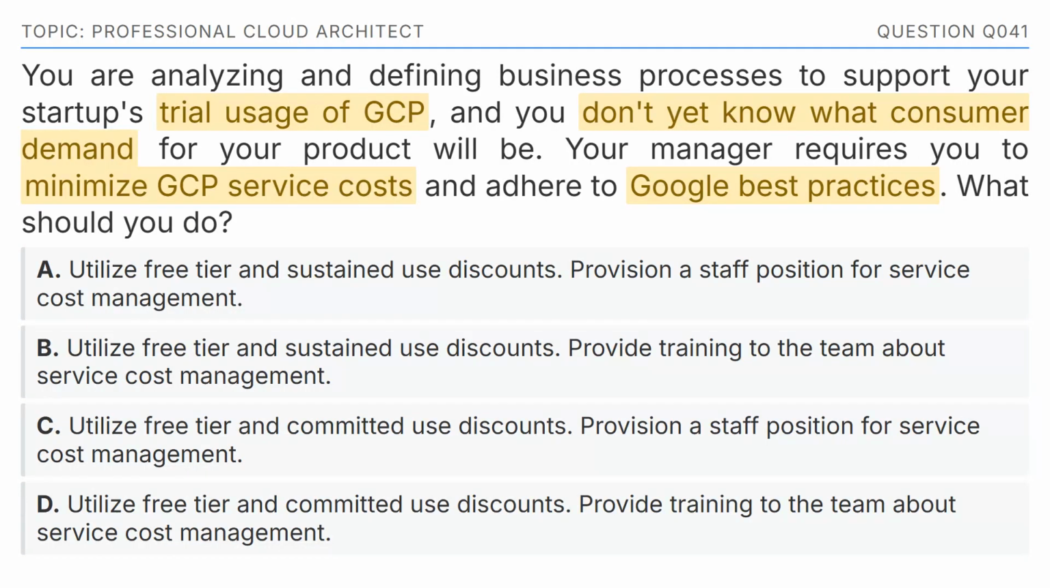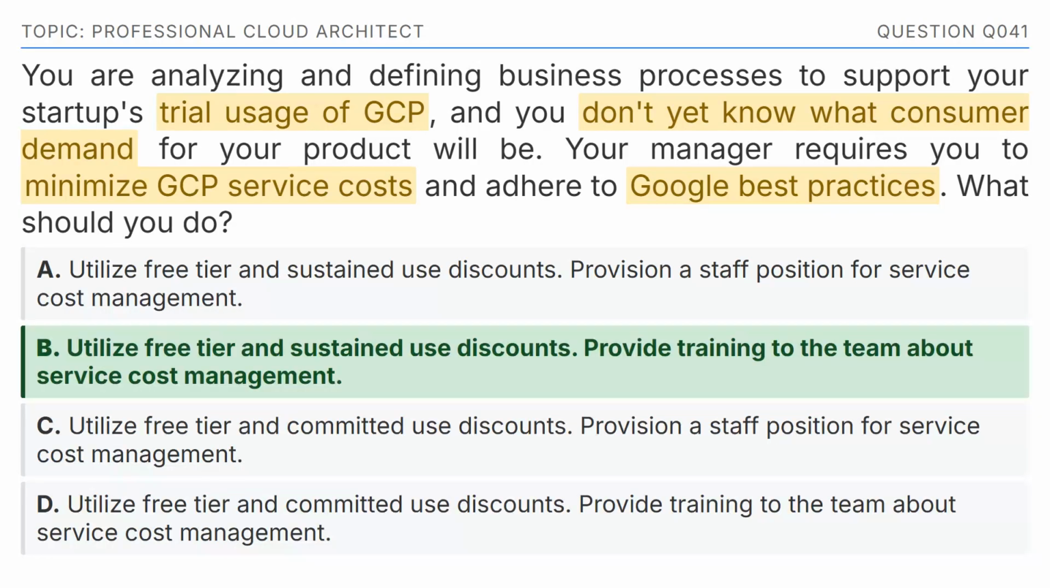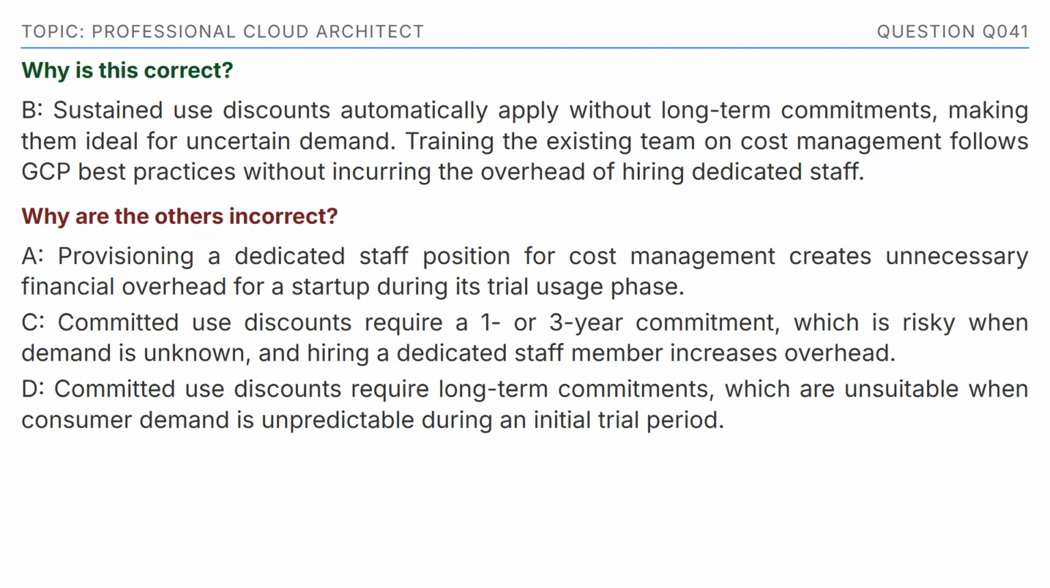To arrive at the correct answer, we focus on the keywords: trial usage of GCP, don't yet know what consumer demand, minimize GCP service costs, Google best practices. The correct answer is option B, utilize free tier and sustained use discounts. Provide training to the team about service cost management. Why is this correct?